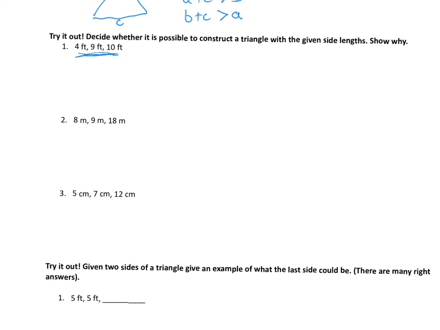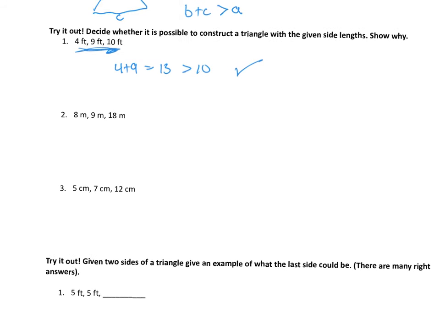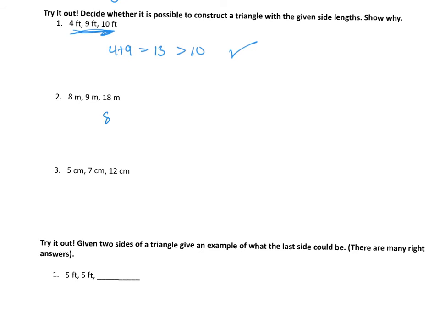So what you want to do is add up the two smaller sides, and they have to be greater than the largest side. Largest side being 10, so they have to be greater than 10. 4 plus 9, you get 13. That is greater than 10, so yes. 8 plus 9, that gives me 17. 17 is not greater than 18. It is less than 18. So this is a no. Cannot happen.